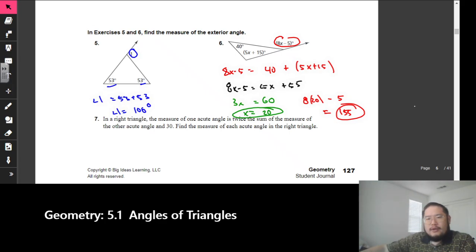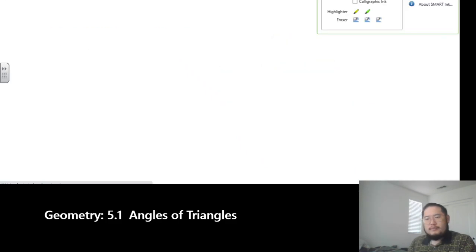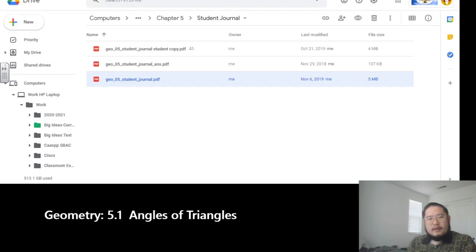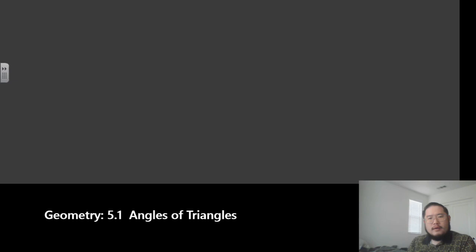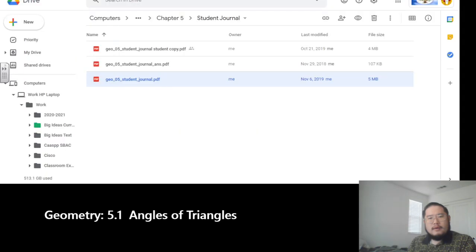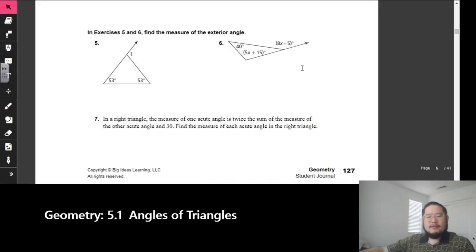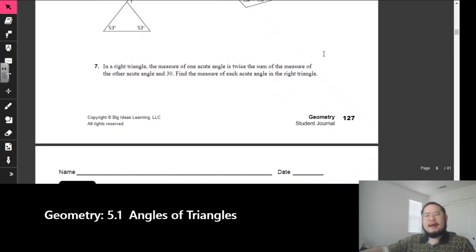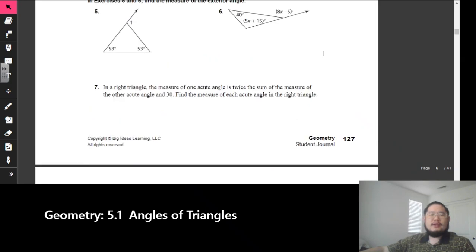So be careful when you are looking at the problems, making sure that you solve things out correctly. Because solving this one correctly would mean to take the value of x and then plug that back into the equation so that you can find that exterior angle. Let's go take a look next up at number 7.